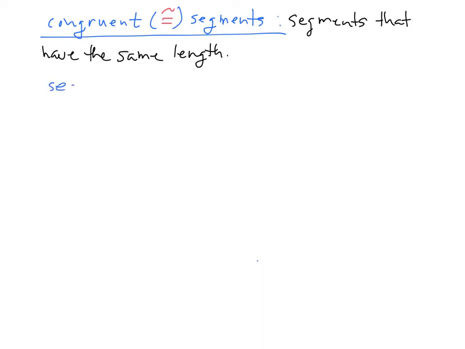So a segment bisector, what do you think something that is a segment bisector does? Bisect. What does bi mean? Two. So what does a segment bisector do? It cuts something in two. It's like a knife that cuts something in two. There's a lot of things that can be a segment bisector. A point can be a segment bisector. A line can be a segment bisector. A line segment can be a segment bisector.